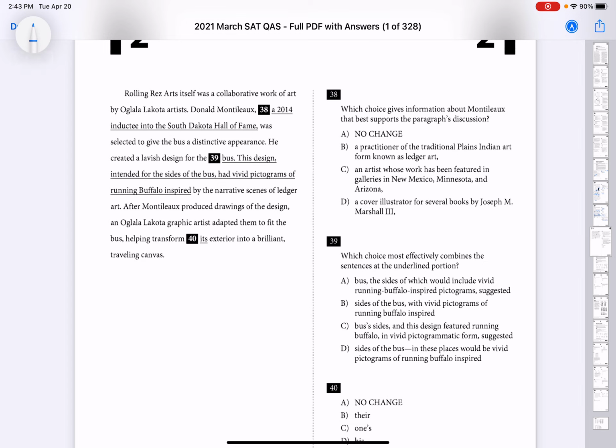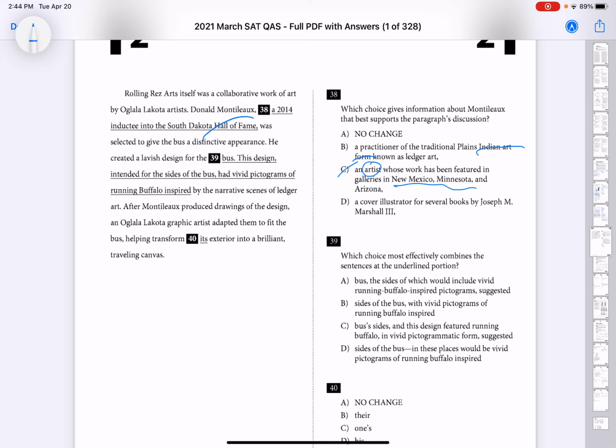Rolling Res Arts itself was a collaborative work of art by Oglala Lakota artist Donald Montelieu, a 2014 inductee in the South Dakota Hall of Fame. Why was this person important? Which provides information about Montelieu best supports the paragraph's discussion? I don't think about the Hall of Fame. A practitioner of traditional Plains art known as ledger art. Okay, they talk about the Indian art here. An artist whose work was featured in galleries in New York. Well, I mean, they have artists. I'm not sure about New Mexico, Minnesota, and Arizona, though.